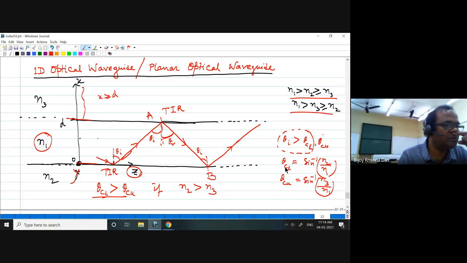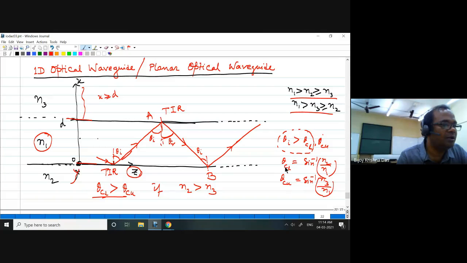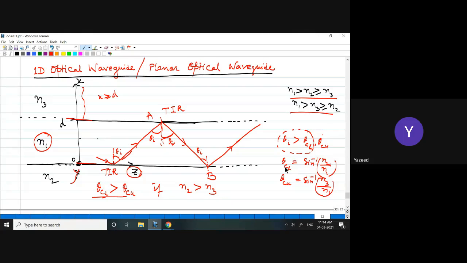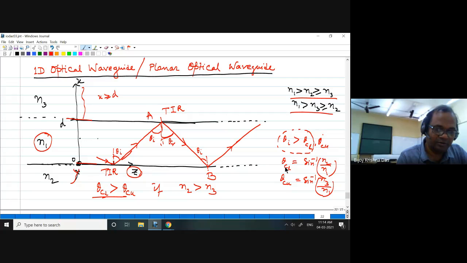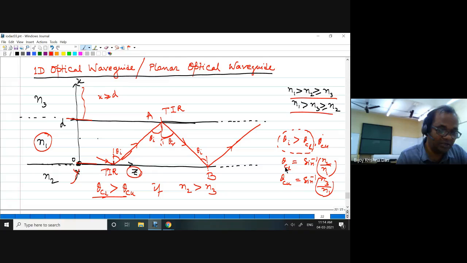Anyone can answer? Much less than D. Yajit? Yeah, it should be smaller than D. It should be some finite value. You mean to say that it should be finite, right? Along the y direction? Yes, very small, smaller than D. That is a planar waveguide. We are talking about a 1D optical waveguide. 1D waveguide means we are only concerned about confinement along the x direction. Y direction confinement we are not considering.